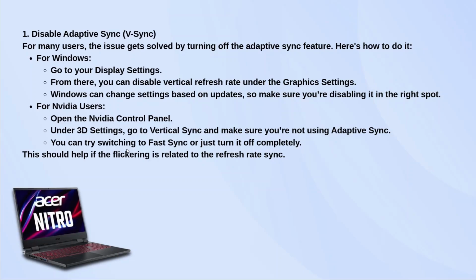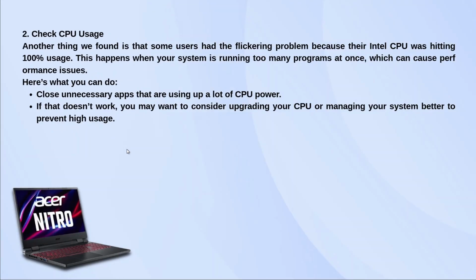Another important factor is CPU usage. If your Intel CPU is running at 100% all the time, that can make your screen start flickering or lagging. Press Ctrl plus Shift plus Escape to open Task Manager, check what's using up a lot of resources, and close any unnecessary programs. If your CPU is still running hot or overloaded, consider adjusting startup apps, managing background processes, or even improving your laptop's cooling.